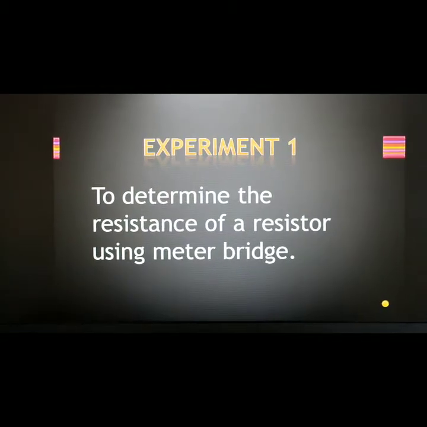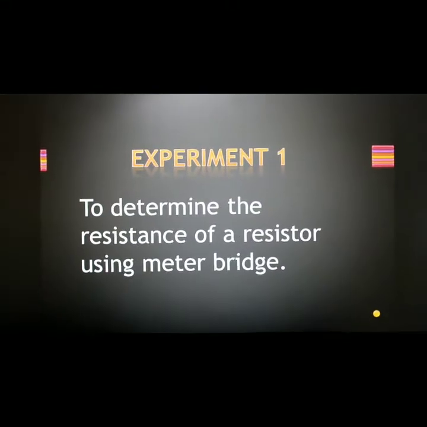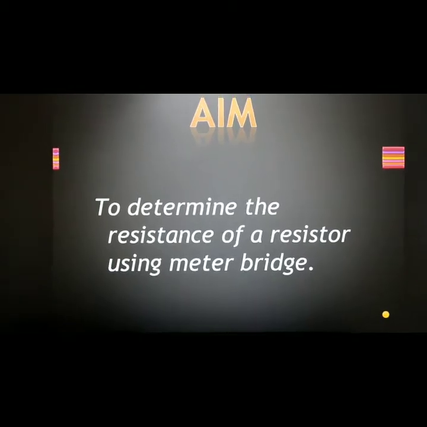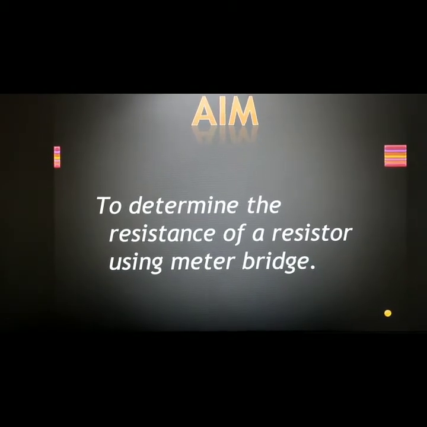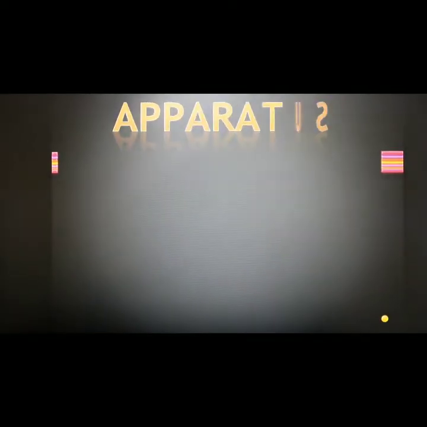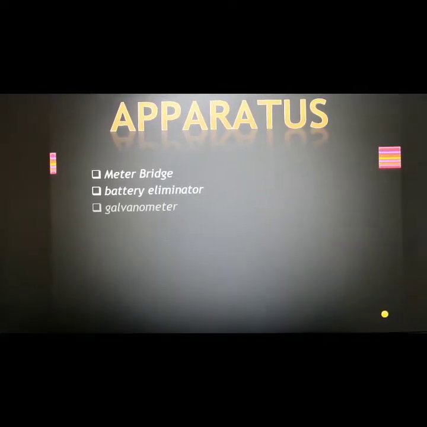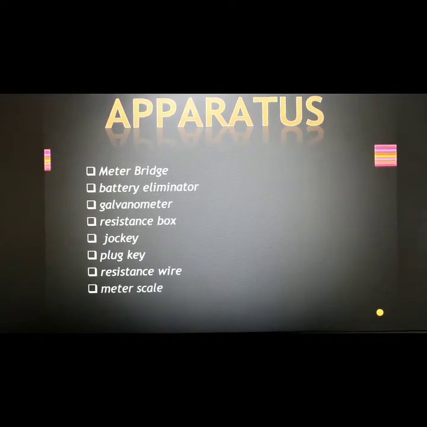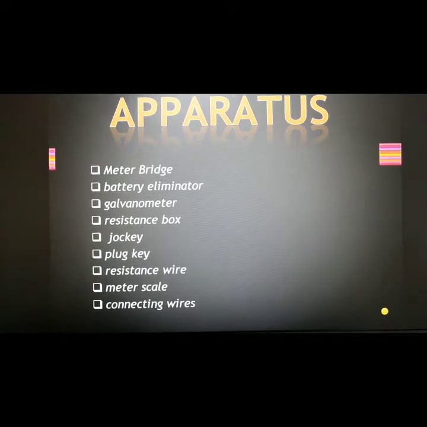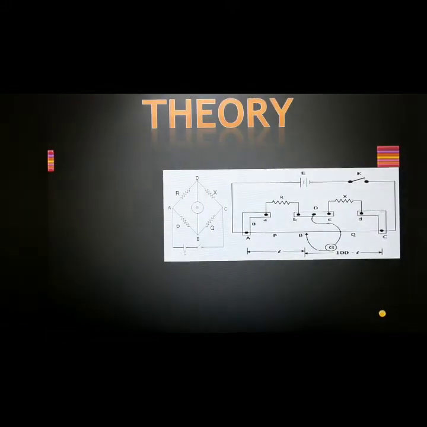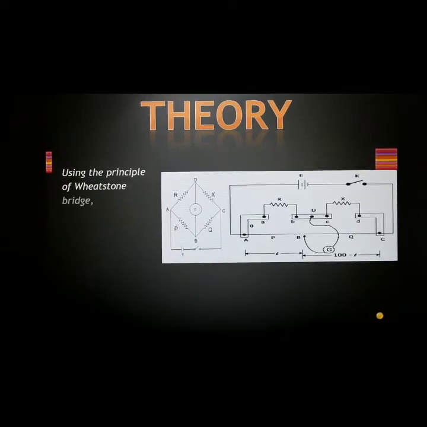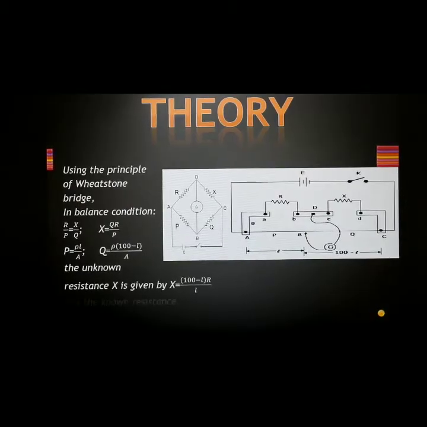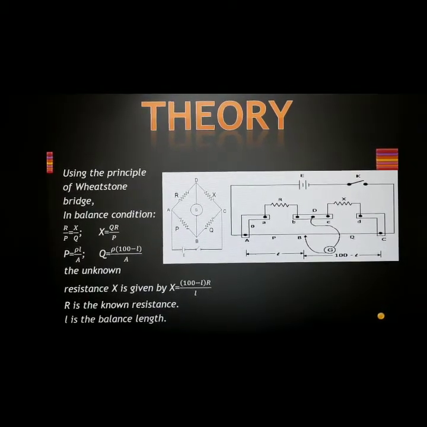So we begin with experiment 1: to determine the resistance of a resistor using a meter bridge. The apparatus required: meter bridge, battery eliminator, galvanometer, resistance box, jockey, plug key, resistance wire, meter scale, connecting wires. The theory behind the experiment is very important. We use the principle of Wheatstone bridge to find the resistance of the given resistor.